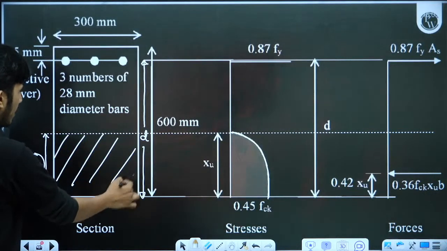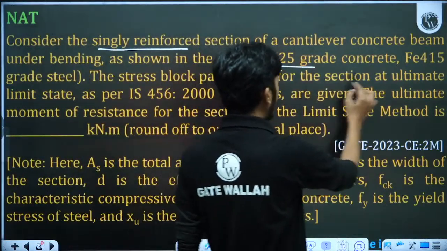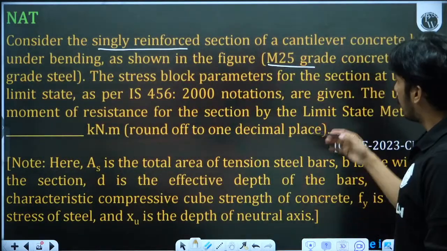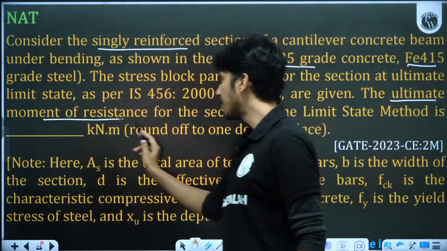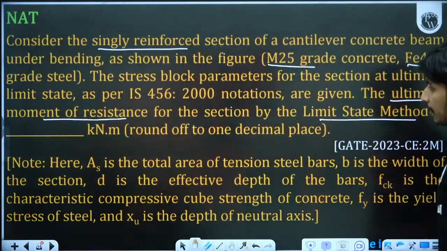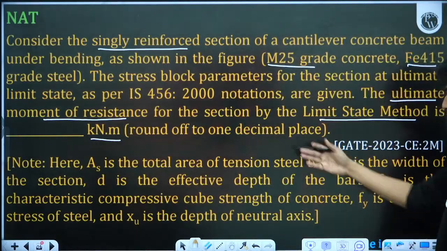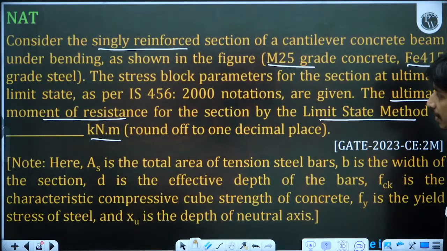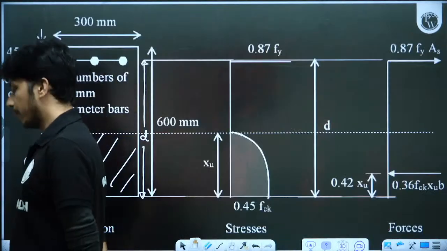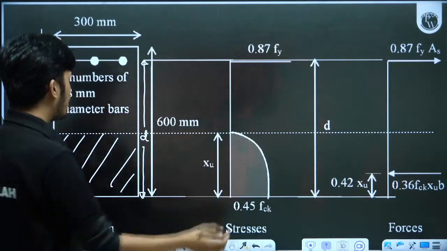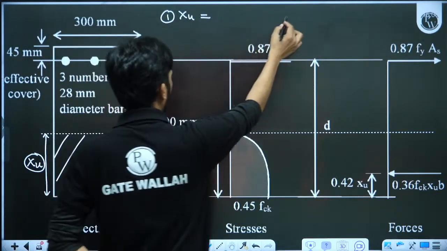So all the data is given. What is asked? Let's see. Singly reinforced beam, M25 concrete, Fe415 steel. The stress block is given. The ultimate moment resistance is asked, using the limit state method, in kilonewton meter. So whatever parameters they have given, AS, B, D, everything, we just have to calculate the MU value. For calculating MU, we must know 2 things: what is the formula of XU, and what is the formula of XU limit?